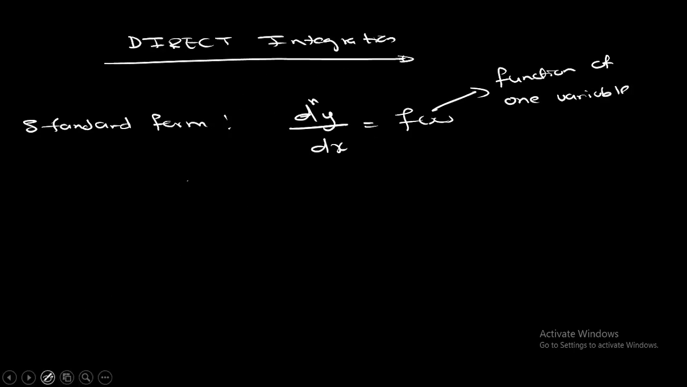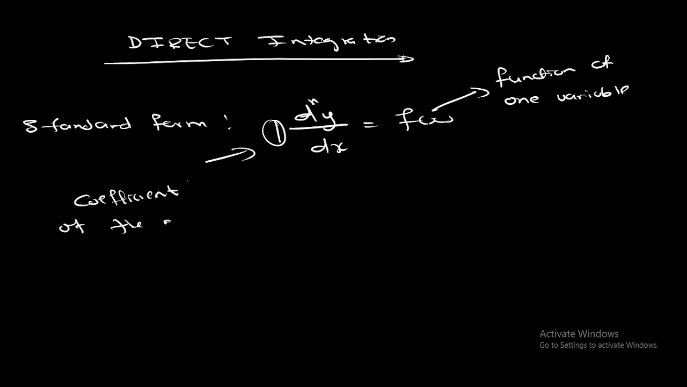And the most important part, you should also know that the coefficient of the derivative must always be one, meaning that if you have to solve this type of problem and you are having a constant or any function, you need to divide by that function. So this basically summarizes the standard form of direct integration. Okay, now we are familiar with the standard form of direct integration.